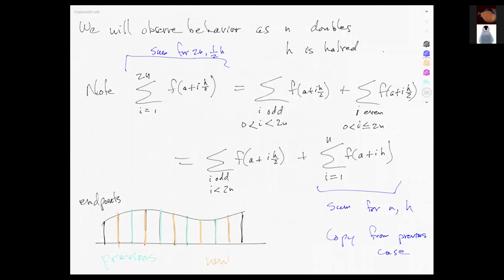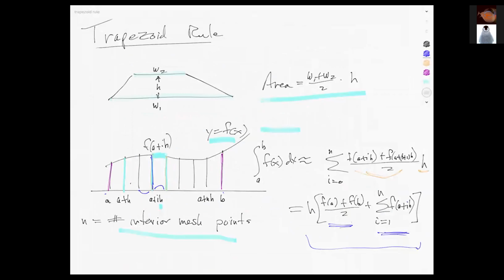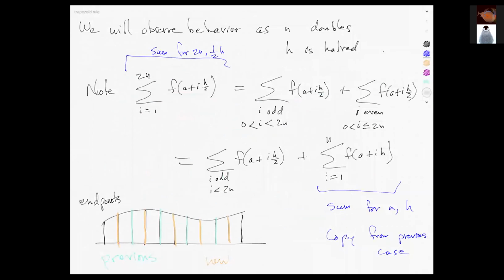Now, what we're going to want to do is observe what happens as the number of these intervals, of these trapezoids, doubles. As you'd expect, the more trapezoids you have, the better your approximation of the actual value of the integral. But what's interesting is to observe exactly what the behavior is. And the clearest way to do it and the easiest way to calculate it is to see what happens as you double n, the number of trapezoids.